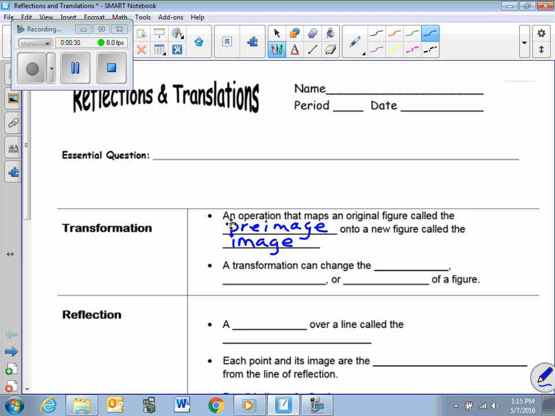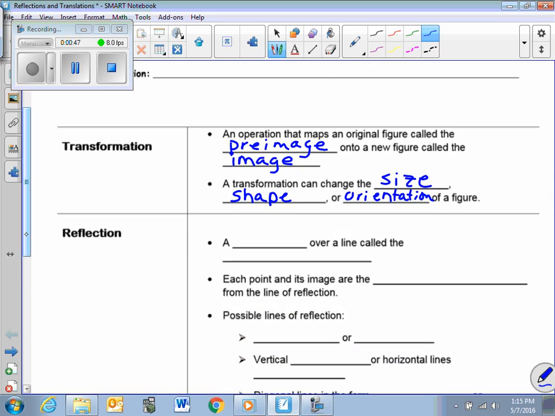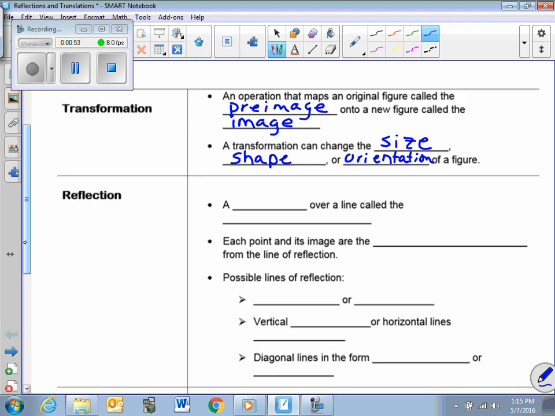A transformation can change the size, shape, or orientation of a figure. So that's what a transformation is. There are several types of transformations that we will look at. We're going to start with a reflection.